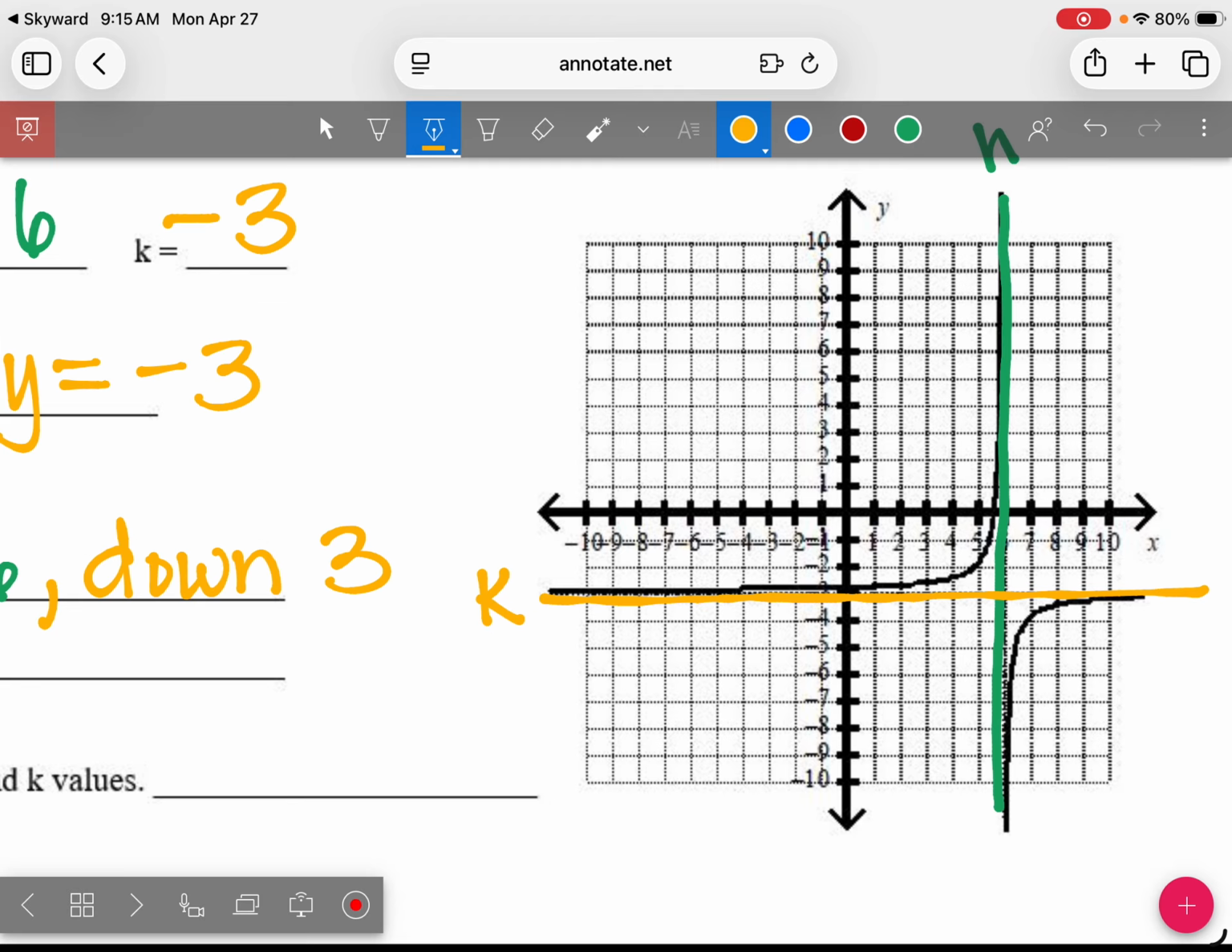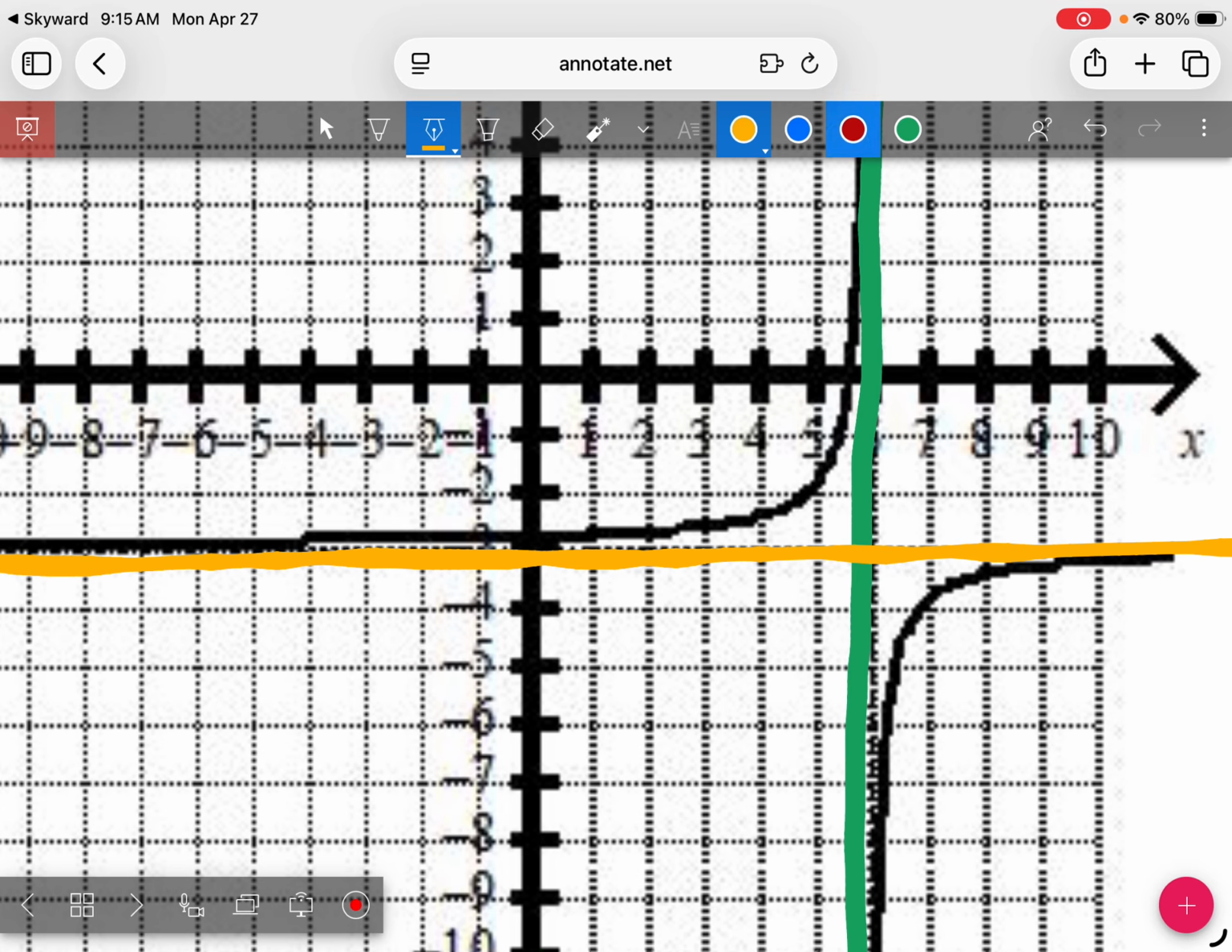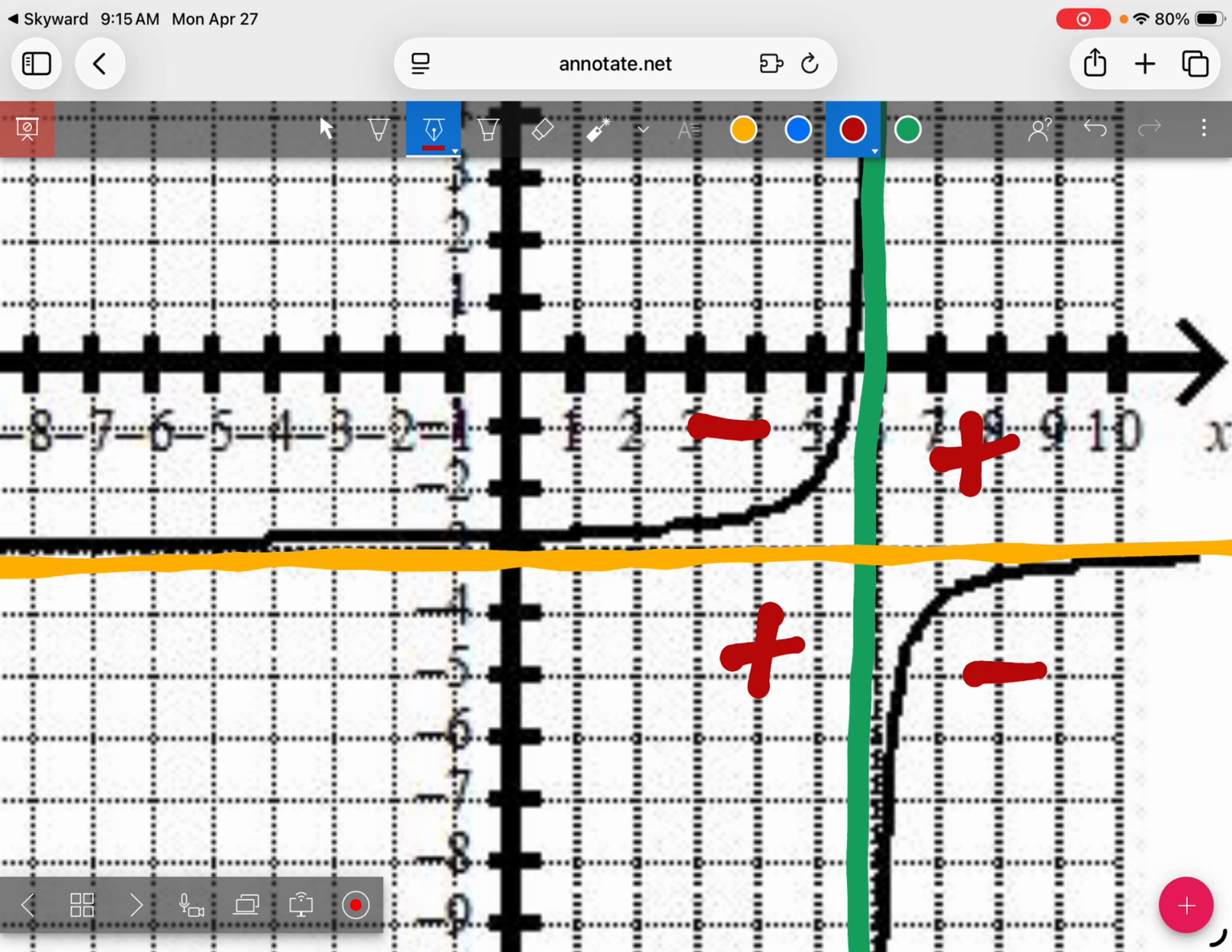Okay, let me zoom in. Let's talk about A. These are your plus sides and these are your minus sides. Where is the graph? Is the graph on the pluses or on the minuses? Minus. So that means A is negative.